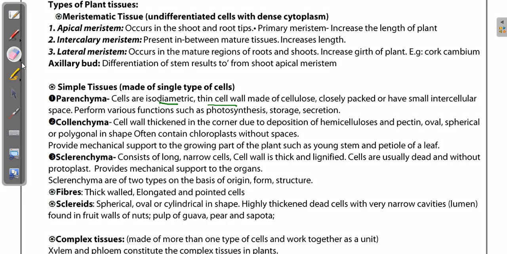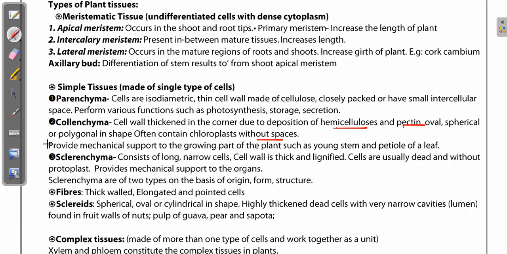The tissue is called the collenchyma. Unlike the parenchyma, the collenchyma has cells that don't have any spaces, and also it has a lot of depositions called hemicellulose or pectin. Generally the shapes are oval, spherical, polygonal. You will learn about all these shapes of cells in your future classes, but generally they are based on the shapes as well. We have classified the collenchyma.